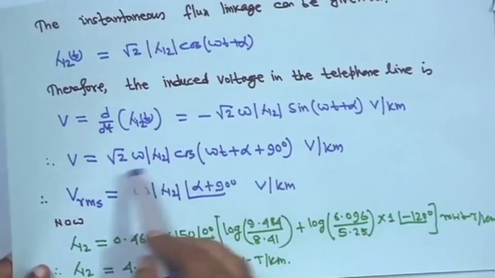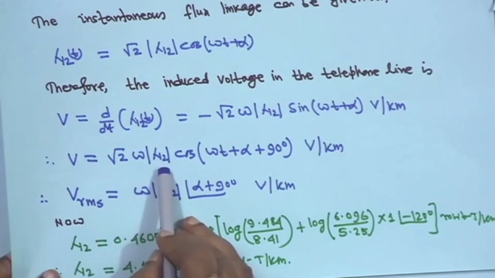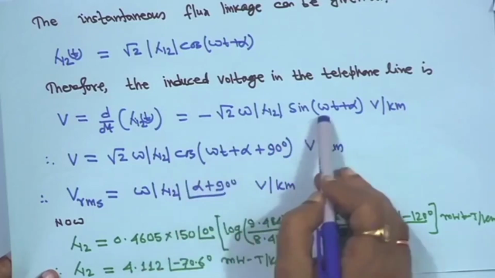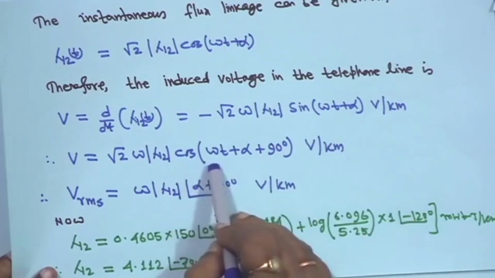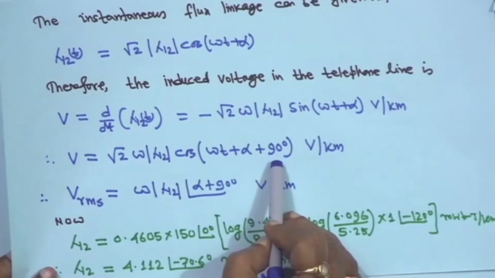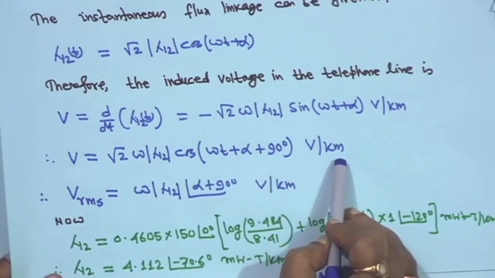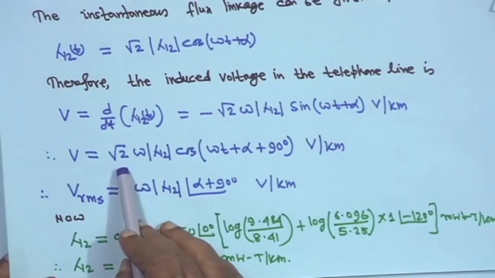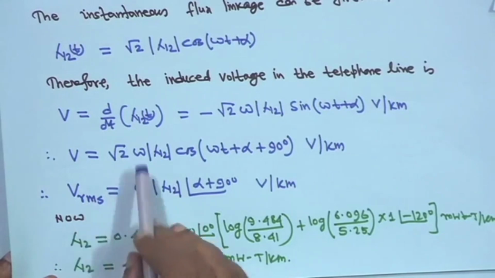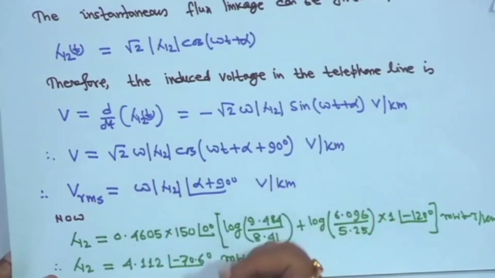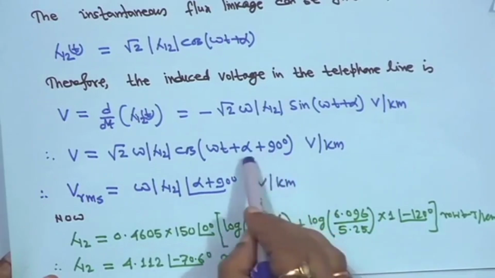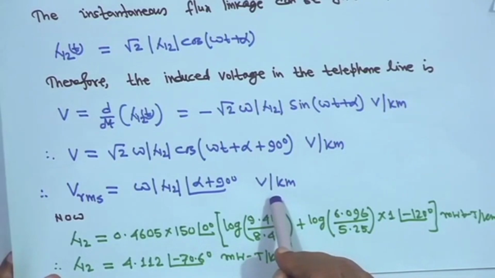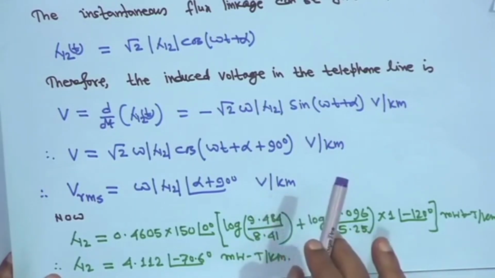Therefore, V is equal to root 2 omega mod lambda 1 2, and this minus sign is there. So instead of sin omega t plus alpha, we can write cosine omega t plus alpha plus 90 degree volt per kilometer. This way you can write. Therefore, for V RMS the root 2 will not be there now, right. If you write V RMS, then it is omega mod lambda 1 2 with angle alpha plus 90 degree volt per kilometer. I hope you have understood this, right.